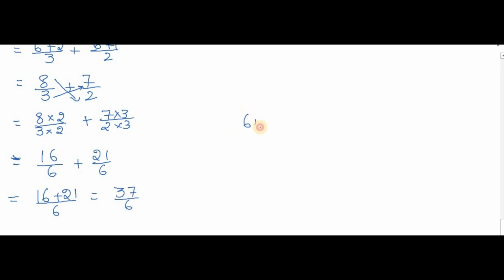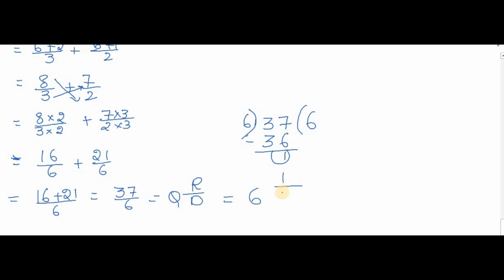And we all know how to convert this improper fraction into a mixed fraction. 6 6s are 36. 37 minus 36 is 1. And how will we write this? Quotient, remainder by divisor. Here my quotient is 6, remainder is 1, and divisor is 6. Okay students, now we'll move on to the next question.